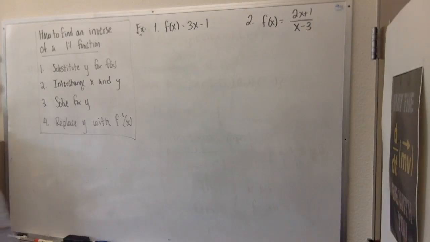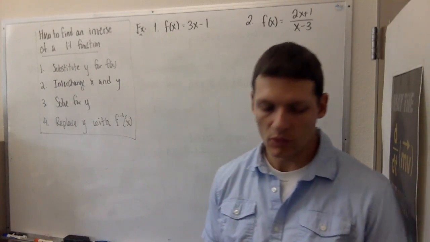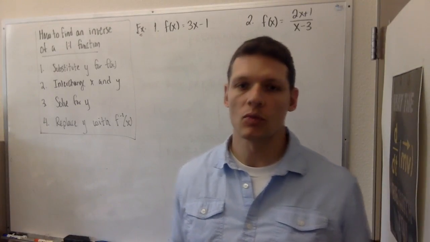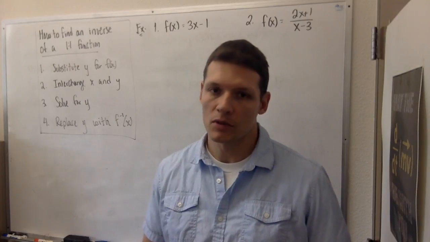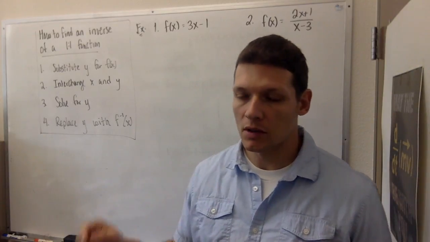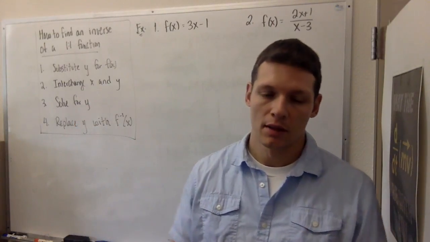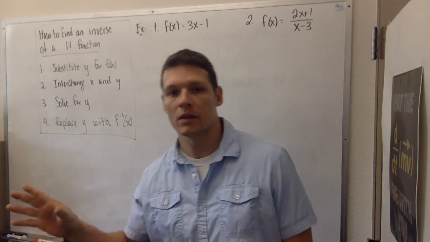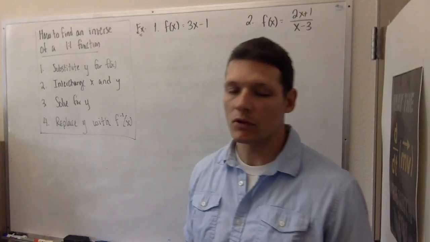Okay, now let's talk about how to find an inverse function, given a one-to-one function. First thing you do is, given f of x, you substitute y for it. So wherever you see an f of x, you write y. Second step is to interchange x and y. That means wherever you see x, you replace it with y, and wherever you see y, you replace it with x. After that, you solve for y, which means isolate y, put y on one side and everything else on the other. And the last thing is we replace y with f inverse of x.